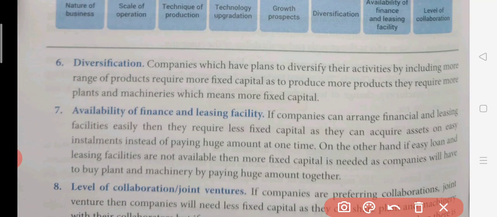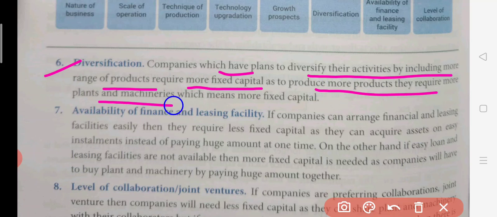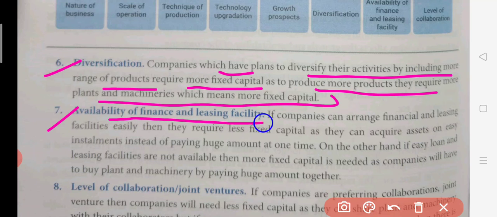Now diversification. What is diversification? A company which has plans to diversify its activity by including a more range of products requires more fixed capital to produce more products, as they require more plants and machinery, which means more fixed capital. So if the company is trying to come up with a new range of products, then definitely more machinery will be required, which means more fixed capital is required. If they are not planning to diversify their business or products, then definitely they will require less fixed capital.